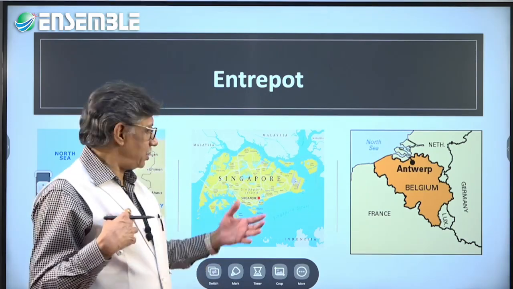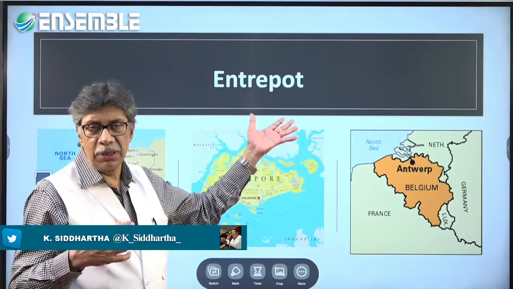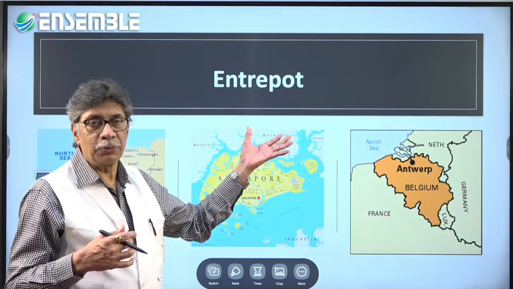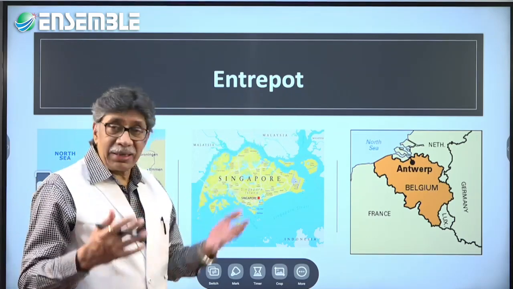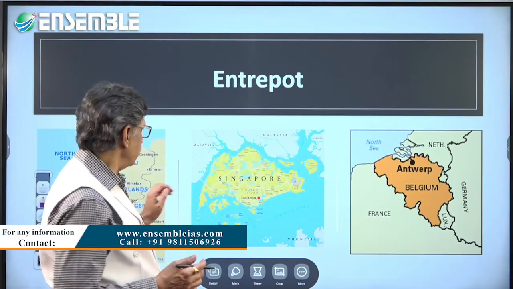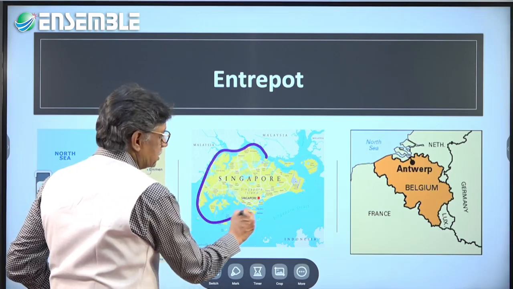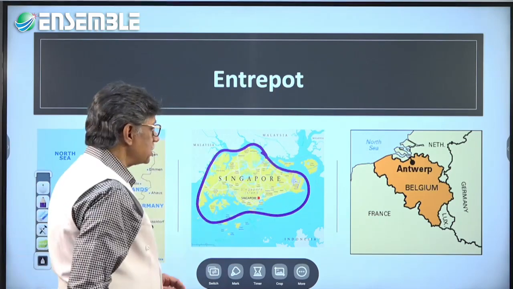Now Singapore, other countries can also have their own ports in this case. For example, Malaysia also has its own port. But the advantage Singapore offers is that it's an island. You're going to find it's an island surrounded by water bodies from all the sides here, from all the sides.